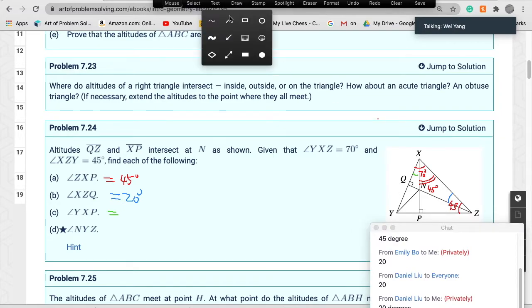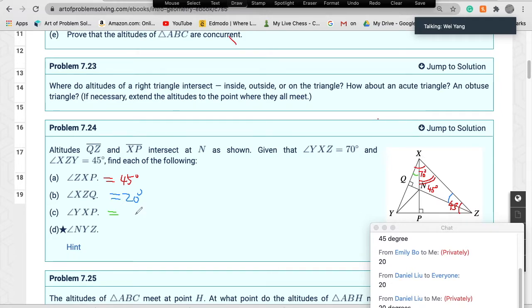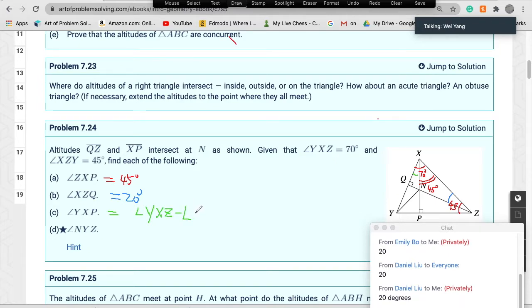They ask you this angle. This angle actually equals YXZ minus angle ZXP, right? So this one equals 70 degrees minus 45 degrees. This one should equal 25 degrees.